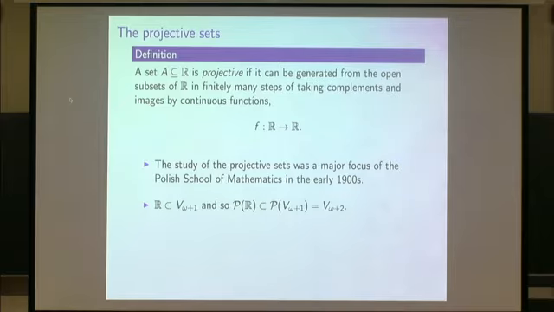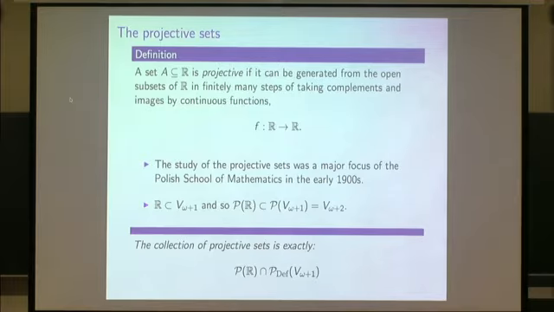Now, the reals, in any reasonable presentation, are a subset of V omega plus 1. So the power set of the reals is a subset of the power set of V omega plus 1, which is V omega plus 2 by definition. The collection of the projective sets is just the power set of the reals intersect the definable power set of V omega plus 1. So in some sense, in terms of the definable power set, the projective sets are a very natural collection of sets. They're not defined that way, but it's not hard to show that that's exactly what they are.